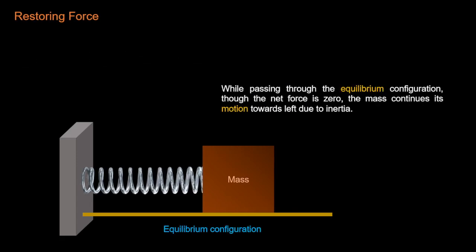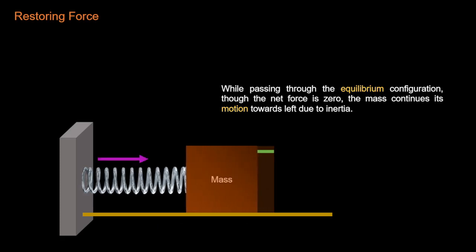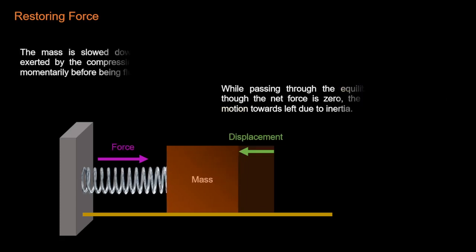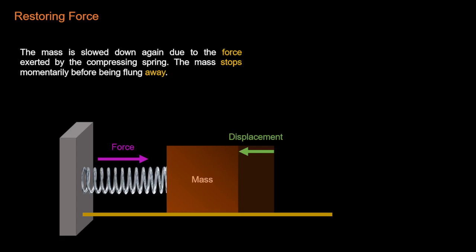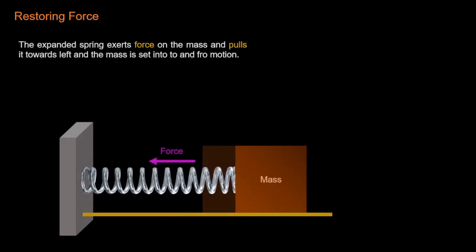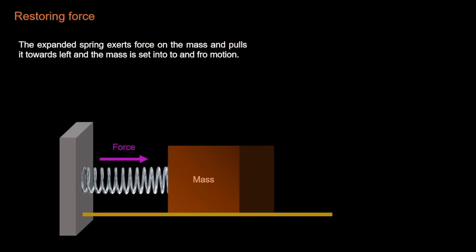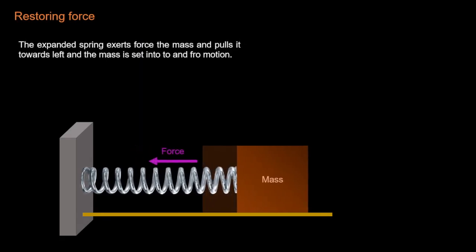While passing through the equilibrium configuration, though the net force is zero, the mass continues its motion towards the left due to inertia. The mass is slowed down again due to the force exerted by the compressing spring. The mass stops momentarily before being flung away. The expanded spring exerts force on the mass and pulls it towards the left, and the mass is set into to and fro motion.